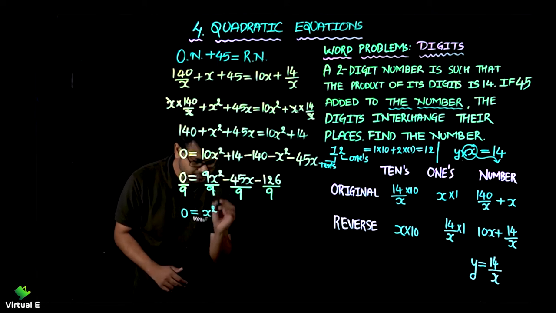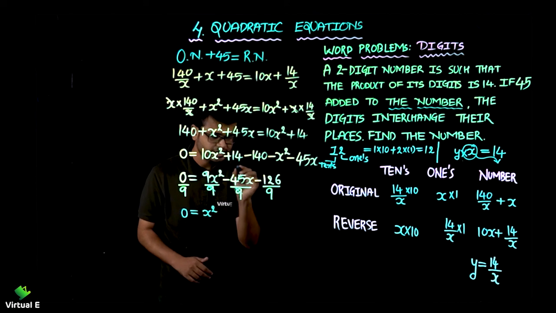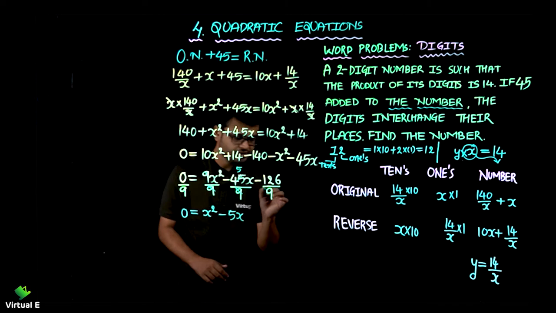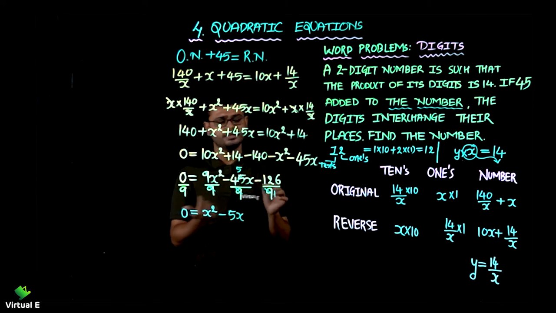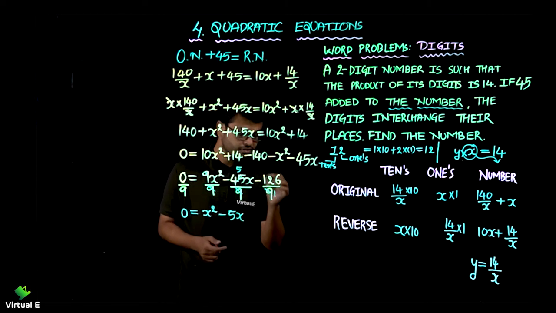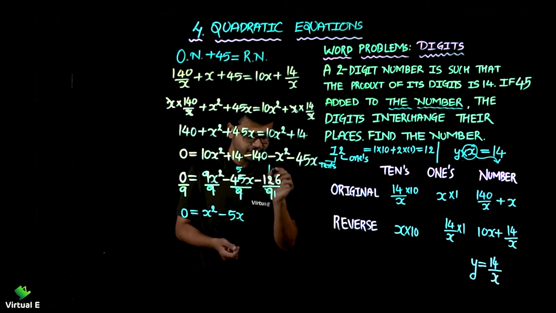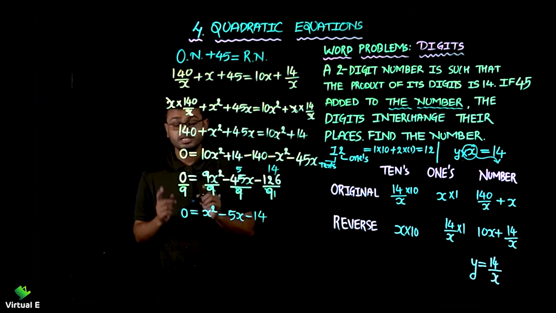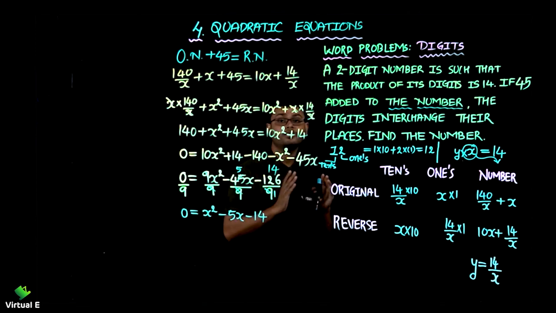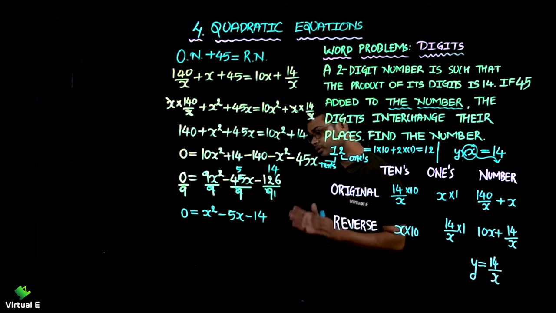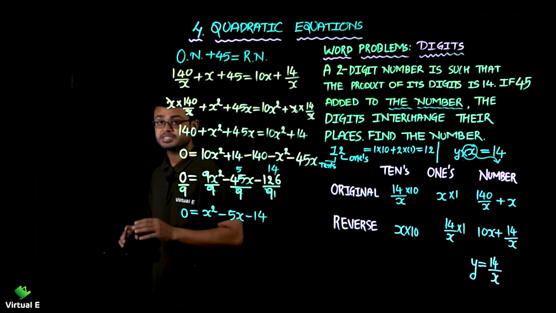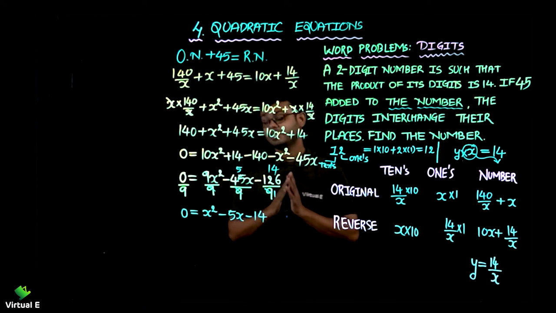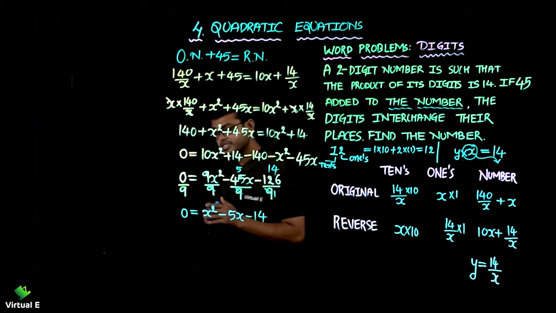So only x square. Then 9 fives are 45, so 5x, and here 9 fourteens are 126, so minus 14. This is my final equation. I'm not going to simplify more than this. That's it. Now the only thing I'm going to do is get the roots of this equation.